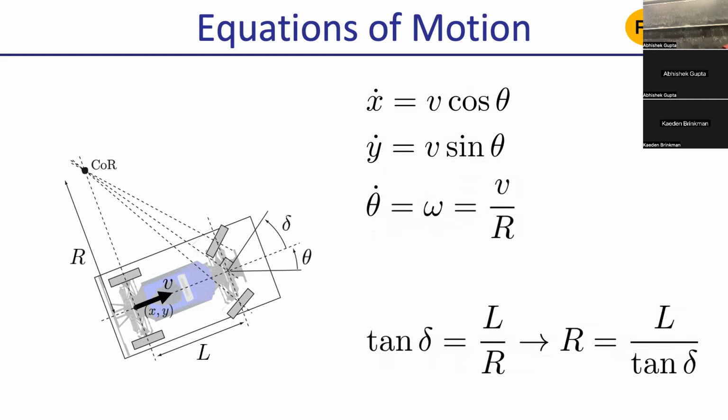Essentially, whenever you choose a steering angle delta, this is how your x, y, and theta change. And tangent delta is always equal to L over R. Yes? Okay. So those are the equations of motion that we had.